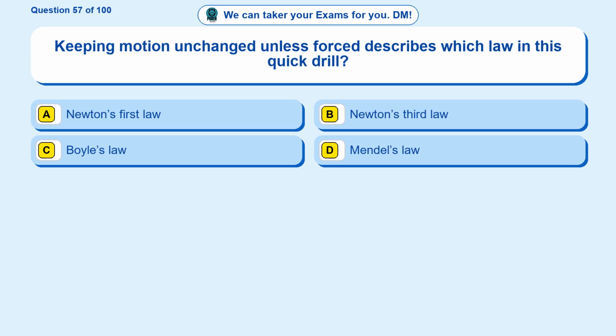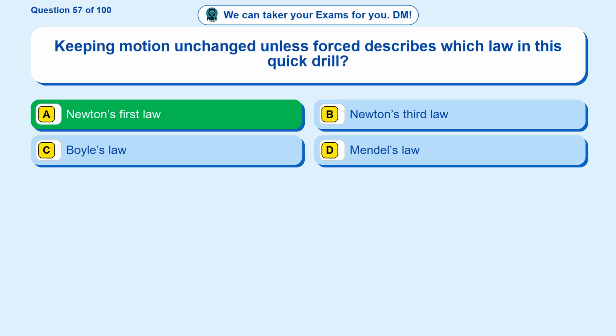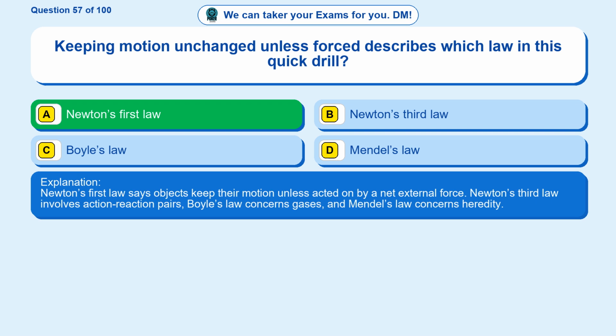Question 57. Keeping motion unchanged unless force describes which law in this quick drill? Option A, Newton's first law. Option B, Newton's third law. Option C, Boyle's law. Option D, Mendel's law. The correct answer is option A, Newton's first law. Newton's first law says objects keep their motion unless acted on by a net external force. Newton's third law involves action-reaction pairs, Boyle's law concerns gases, and Mendel's law concerns heredity.